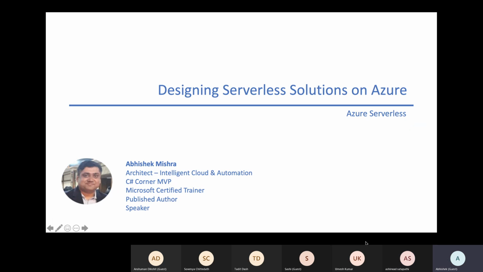So hi all, and today I bring you one serverless session. This would be more of a theoretical concept, a lightweight session, but again it's pretty important. So don't worry about this term designing. I know when we become an expert, then we get into the designing stuff. I'll be walking you through what serverless is and what it means in the Azure world. Only then I'll get you into the designing thing.